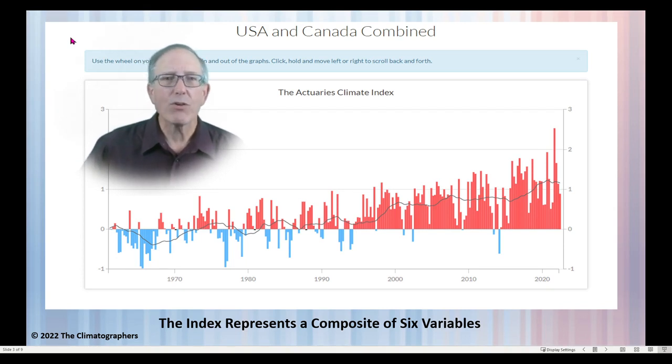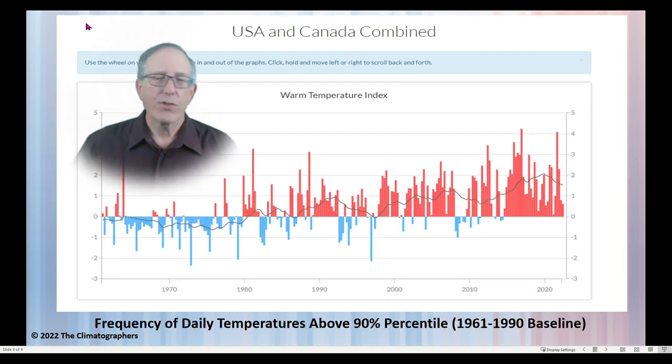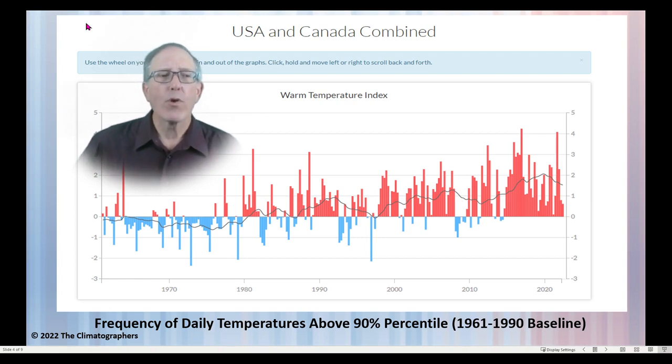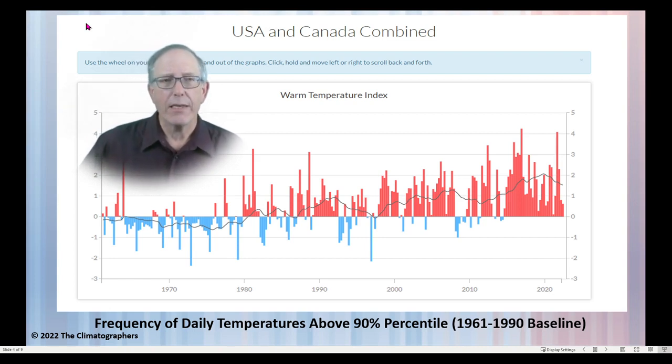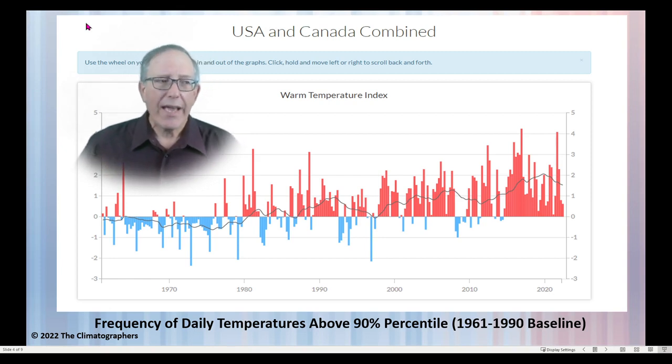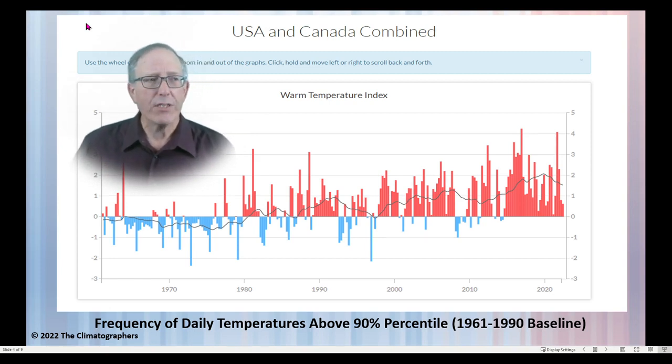And so I'm actually going to zero in on just a couple of those variables that are perhaps the most interesting ones. So this is the warm temperature index, which takes a look at the frequency of daily temperatures above the 90th percentile. And again, that's the 90th percentile for the 1961 to 1990 baseline period. And you can see there's obviously a lot of change here. In some quarters, we've seen variations of 4 standard deviations from the mean, which is a lot.